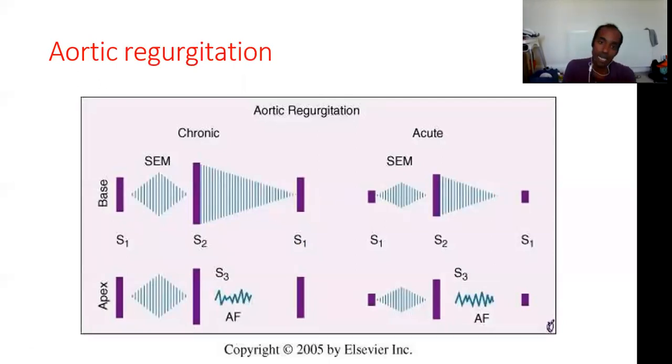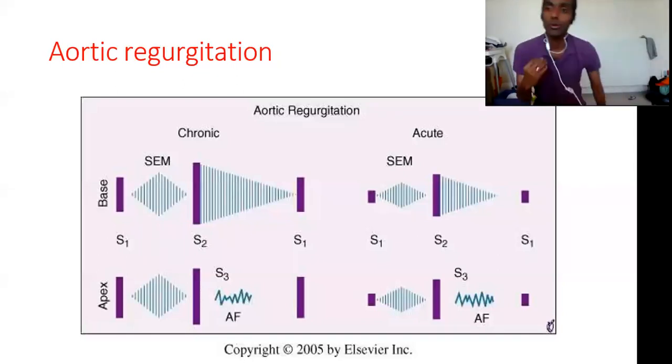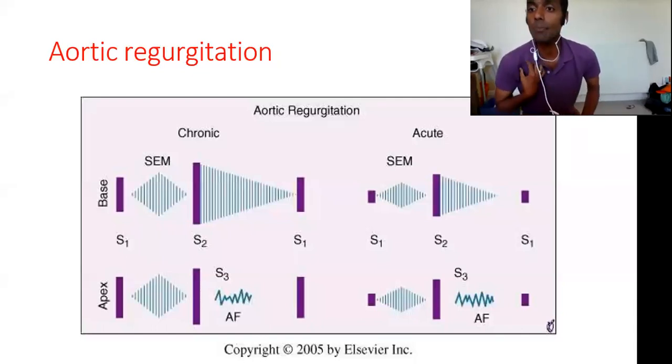Aortic regurgitation is an early diastolic murmur, best heard in this area. I'll show that to you. The aortic regurgitation murmur is best heard in something called the sash area. The sash area is from the aortic area to the left mid-sternal edge.